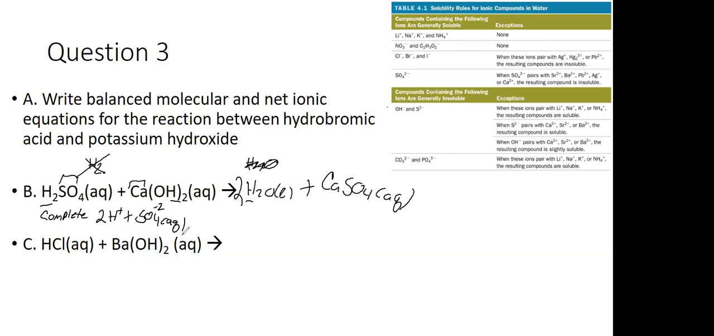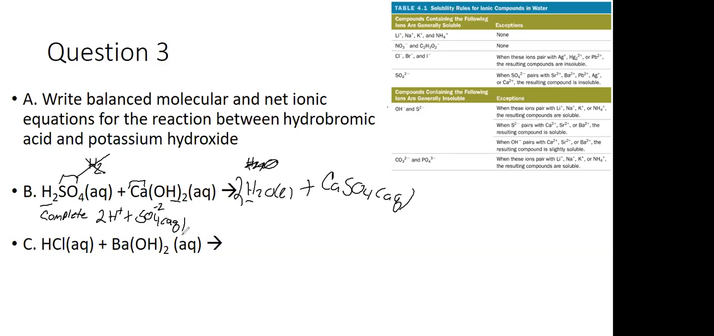Reason 1. You remember on test 1, I gave you that list of polyatomic ions and told you to memorize it? This is one of the reasons I told you to memorize it, because we use these polyatomic ions all the time in general chemistry. And if you would have memorized it, you would have remembered SO4 is minus 2.